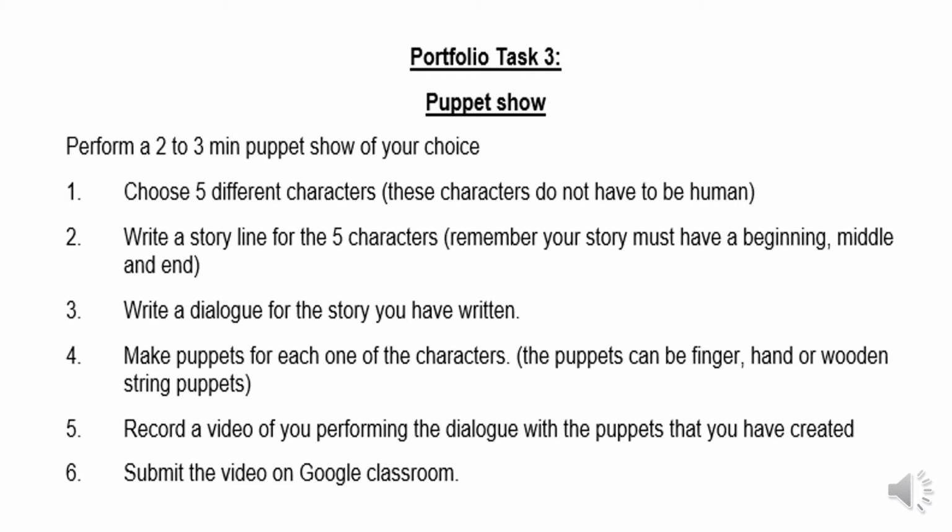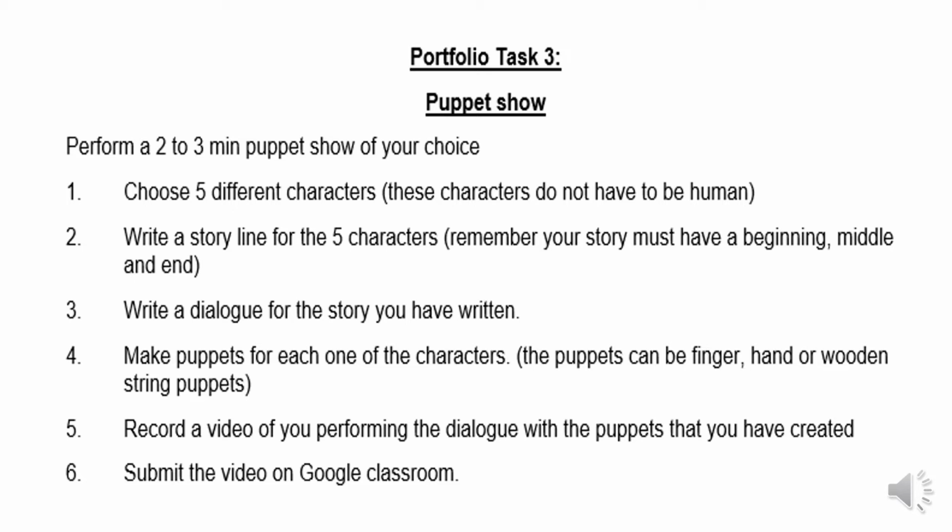When choosing these characters, keep in mind that the characters must be quite vast and different from one another. For example, if you have a very clever girl, maybe a sporty guy, a teacher, a principal, and a dog and a cat. Okay, so they're very vast characters. As I said, they do not have to be human characters. So any 5 different characters that you feel you want to include in your story.